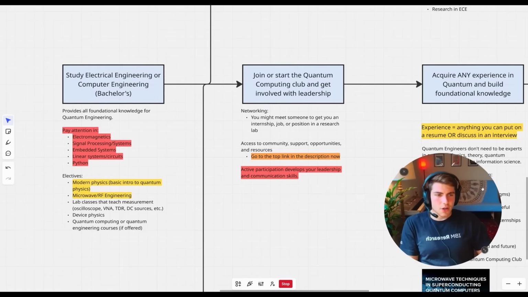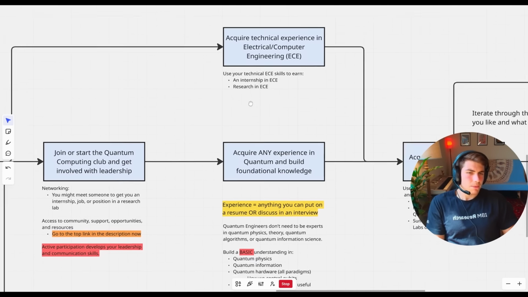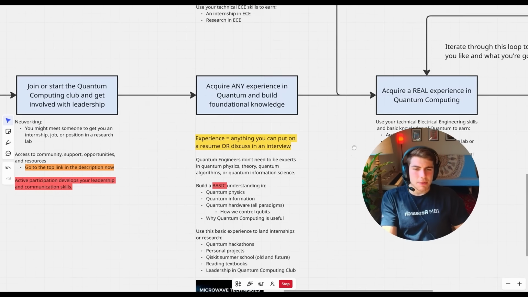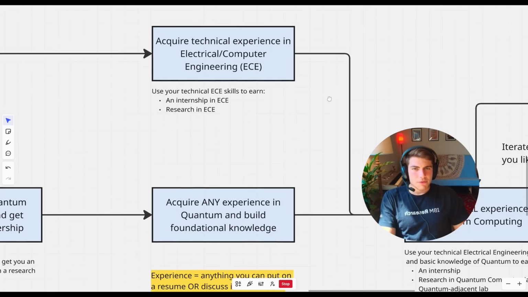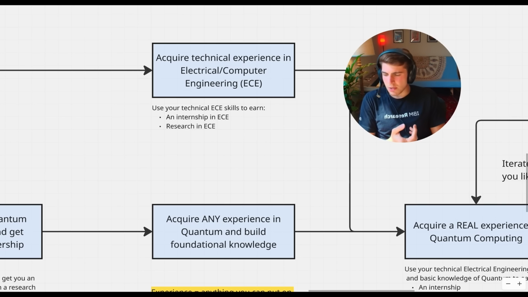So once you've gone through some of the electrical engineering stuff and joined the quantum computing club, now you want to focus on experience. And what I mean by experience is anything that you can put on your resume or discuss in an interview. So you want to first start by trying to acquire some technical experience beyond your coursework in ECE, electrical and computer engineering. So it's either an internship or research. You want to be doing internships and research as soon as you can get them.